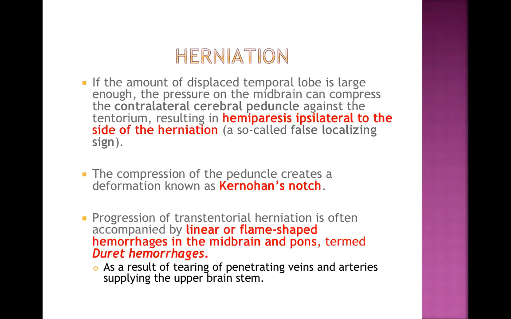Because of this consistent pathological process, some flame-shaped or linear hemorrhages occur in the midbrain and pons, which are known as Duret hemorrhage. This Duret hemorrhage occurs because of the tearing of the veins and the arteries which supply that area. So blown pupil, hemiparesis ipsilateral to the side of the herniation, which is called false localizing sign, Kernohan's notch, and Duret hemorrhage. All of these are very important points in transtentorial herniation.